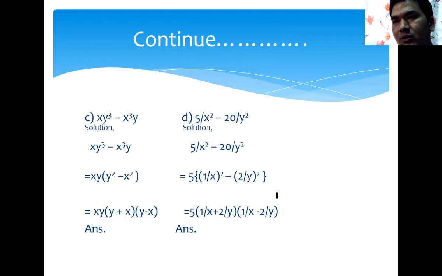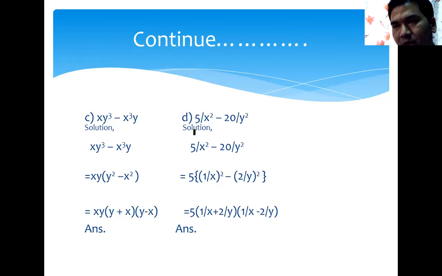Here also, first of all, if there is a common factor, we have to take it common. See, here xy cube minus x cube y. Write the question again. xy is common, then y square is left, because there is y cube, and x square is left. So we get y square minus x square, where a means y and b means x. xy stays the same. a plus b means y plus x, and a minus b means y minus x.